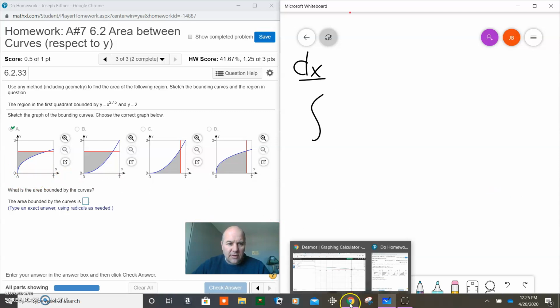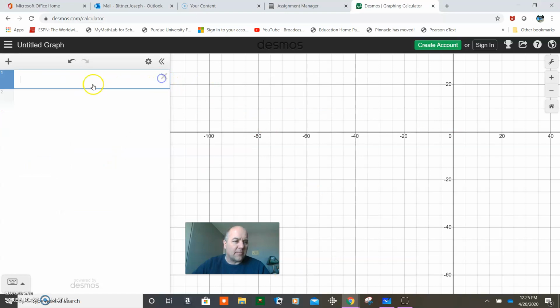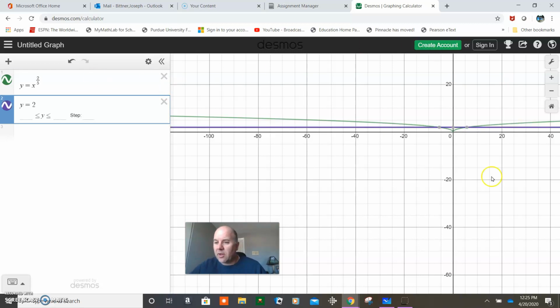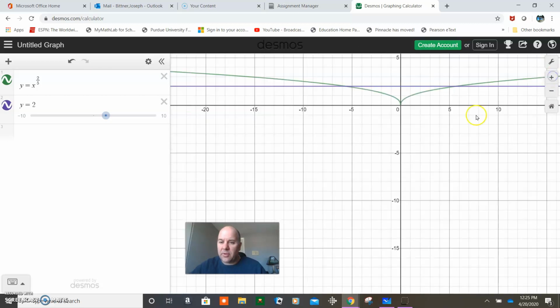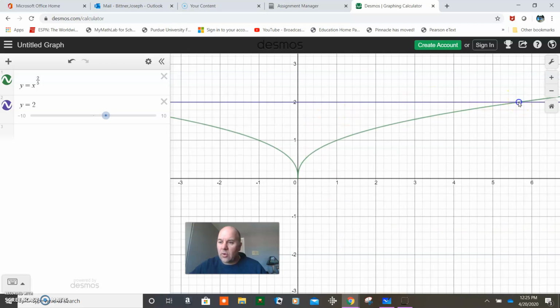I'm going to go to Desmos and graph this just so I can see the picture. What does it look like? So y equals x to the 2/5. And the other one was y equals 2, just simply y equals 2. As you can see, I have to zoom into the picture. Now, it does want this region, so I want to know what's that intersection point. And if I went with respect to x, it would be from 0 to 5.657. Whoa, not a pretty number.